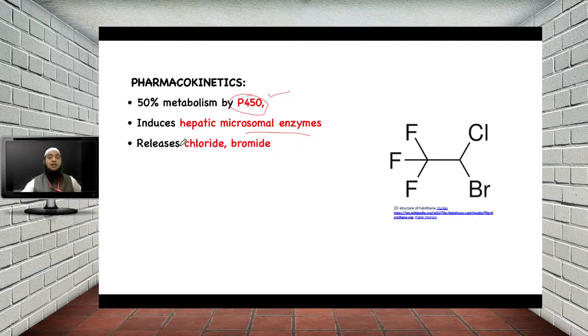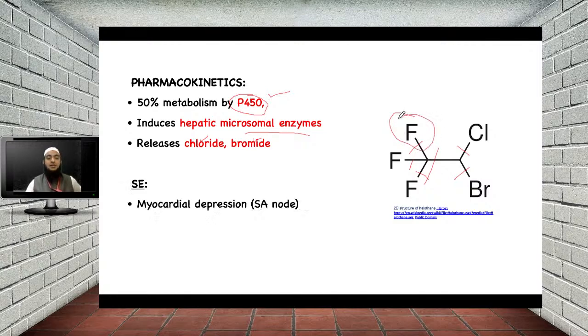A third thing is that it releases chloride and bromide after its metabolism. So once the metabolism is done, it breaks down, and there will be release of these halogens into the body, which is generally not safe. It is not going to be safe for the body.